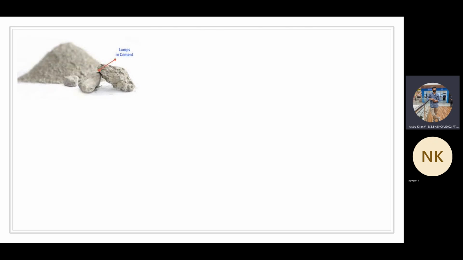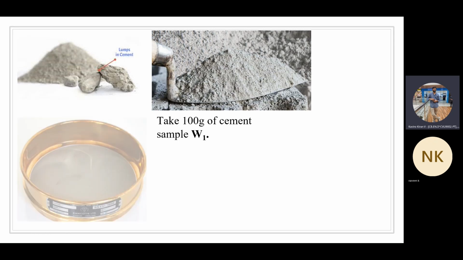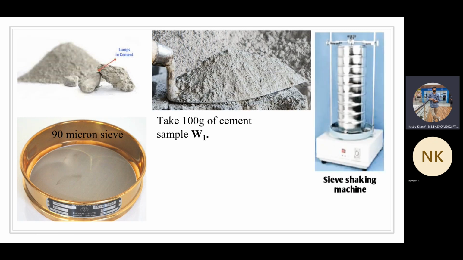Once you take a sample of cement, we are going to take a sample with a weight of 100 grams. 100 grams or 200 grams, 250 grams is also sufficient, no problem. That weight we are going to define as W1. W1 is the weight of the sample of cement. And then we are going to take the 90 micron sieve, and we are going to pour this cement onto the 90 micron sieve.